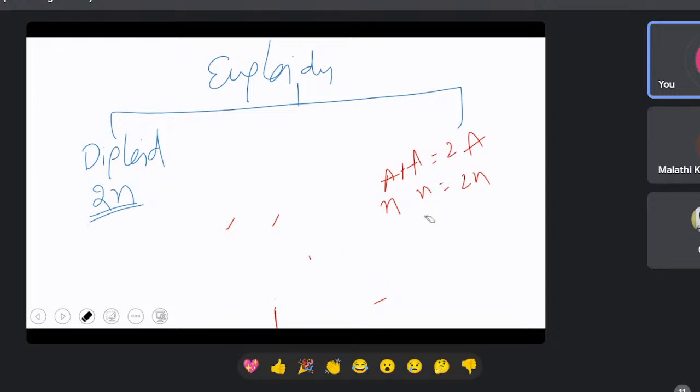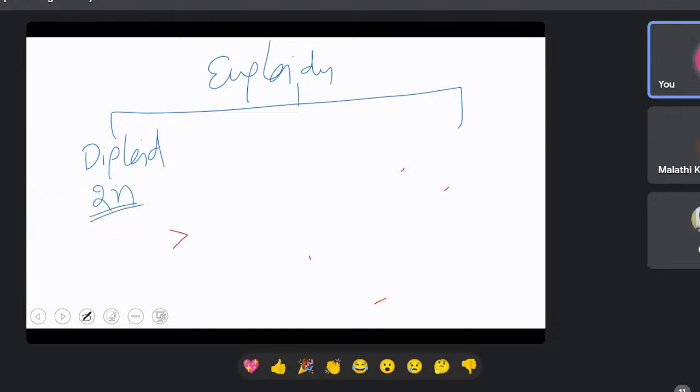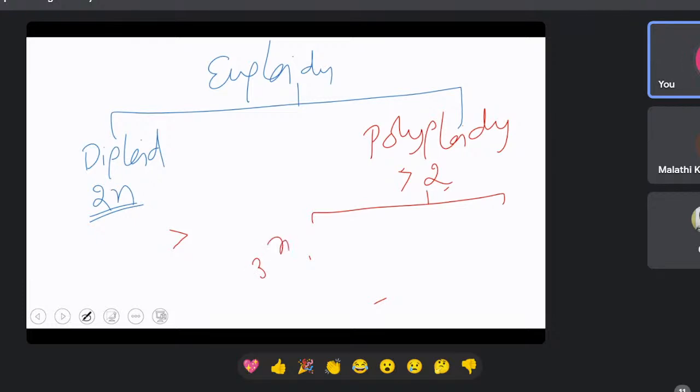Next, coming to the presence of more than two sets, then it is called as polyploidy. Presence of more than two sets is called as polyploidy. That means if I have three sets, it is called as triploidy. If I have four sets, it is called as tetraploidy. If we have five sets, we call it as pentaploidy, and so on.